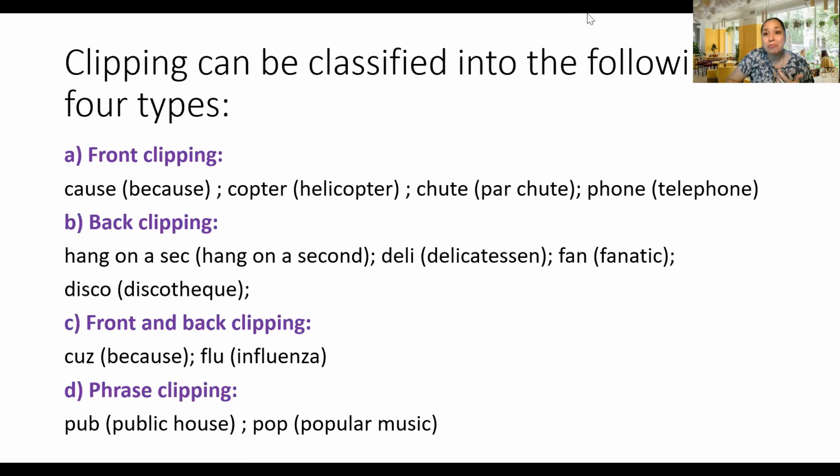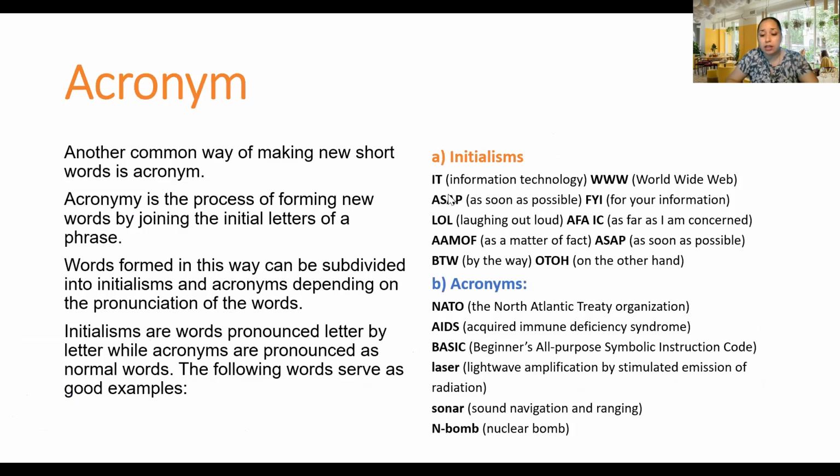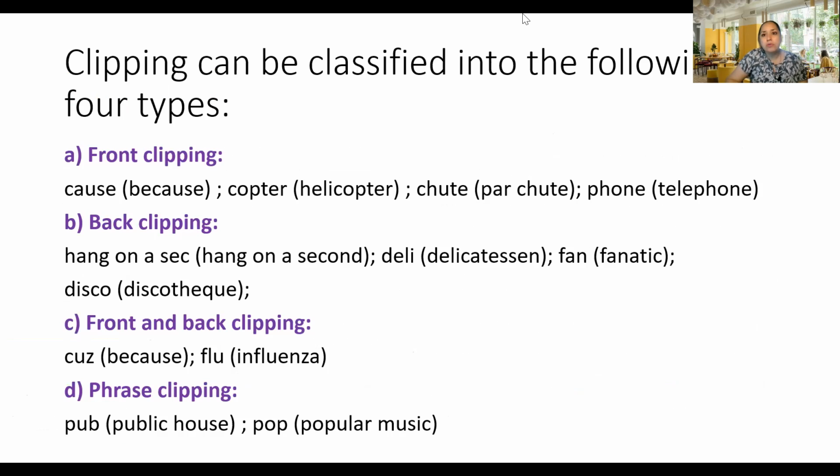And so clipping could be classified in 4 different forms, the ABCD. Let me just explain a little bit about those. Front clipping, which is clipping at the front of the word. For example, cause, take a look. Cause represents the word because. And if you take a look, it's the end of the word, cause.